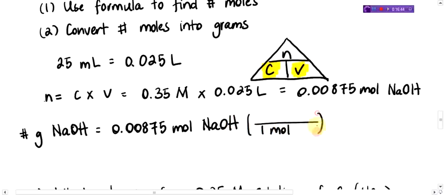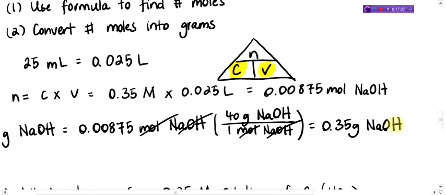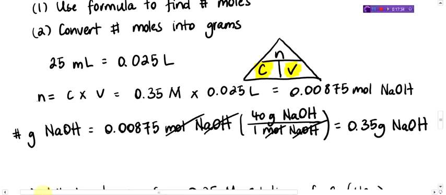So 1 mole is equal to, again we need to know the molar mass. Using our periodic table, we can look up the atomic mass for sodium, oxygen and hydrogen, and adding them together, we'll have our molar mass, which ends up being 40 grams. So plugging our numbers in, 0.00875 times 40, you will get 0.35 grams. So in order to make that 0.35 molar solution of sodium hydroxide, we would need to dissolve 0.35 grams into 25 milliliters of water.